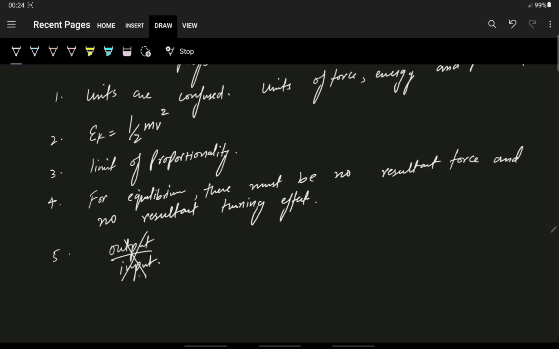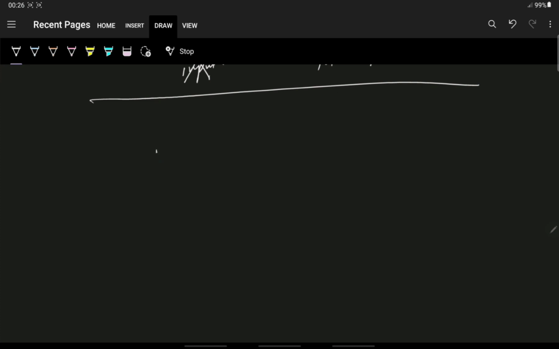That output over input is not sufficiently precise. You have to use energy twice and the term of power twice. So you should write useful output energy over total input energy if you require efficiency. Or similarly, useful output power over total input power. If you want to write it as a percentage, just multiply it by 100. This is another important thing that you should remember.